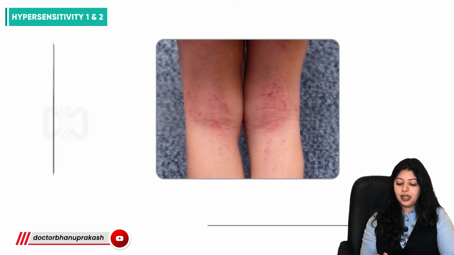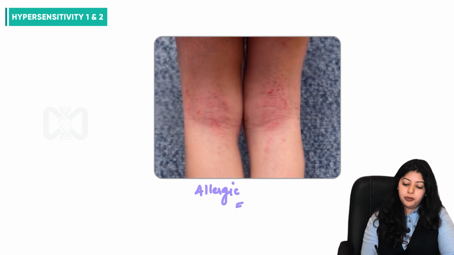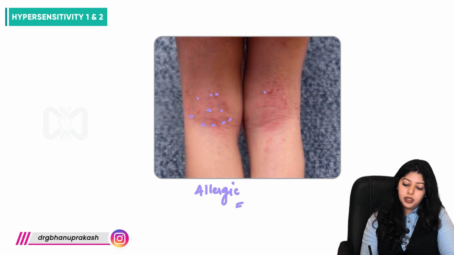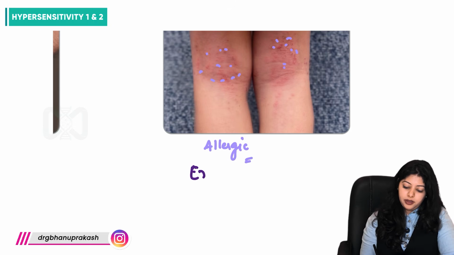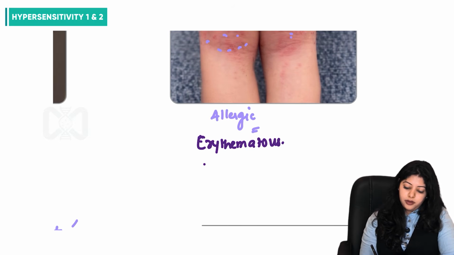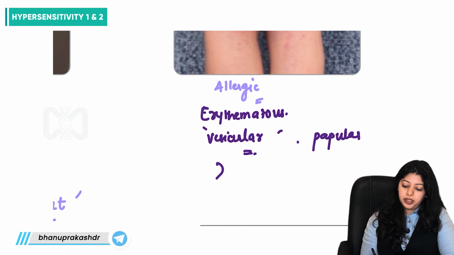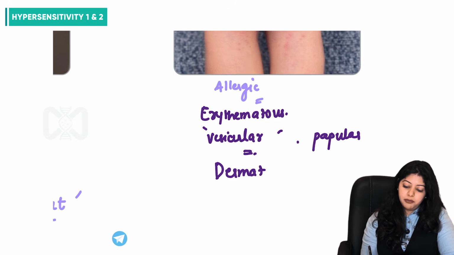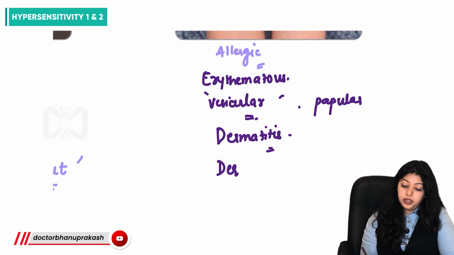And similarly, we have allergic eczema or dermatitis. So these are small erythematous vesicular lesions. There can be vesicular at times. There can be a papular reaction, which is also known as allergic dermatitis, which can be induced by certain dyes, certain soaps, detergents.